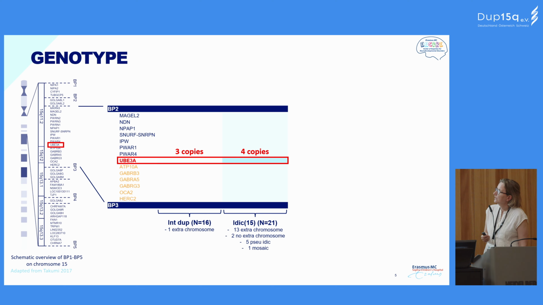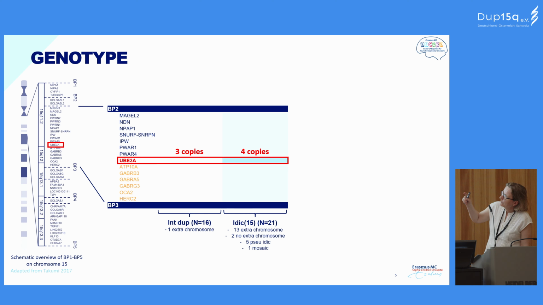In terms of the genotype specification, we have 16 children with an interstitial duplication and 21 children with an edic, and that's actually more comparable to each other compared to the earlier talks. I don't know why.